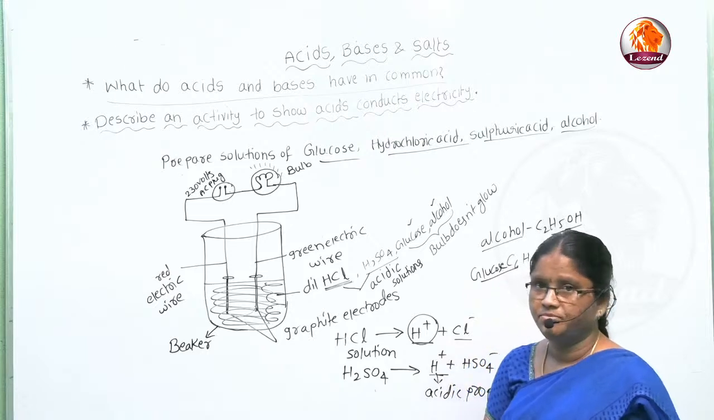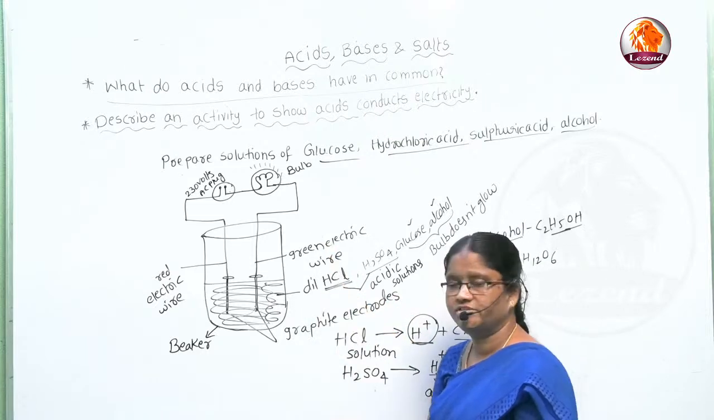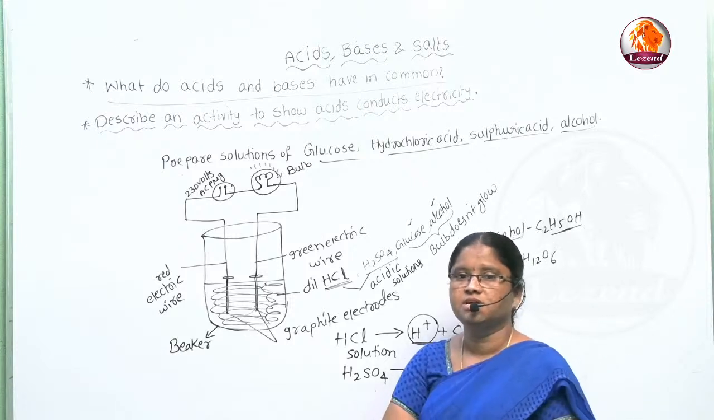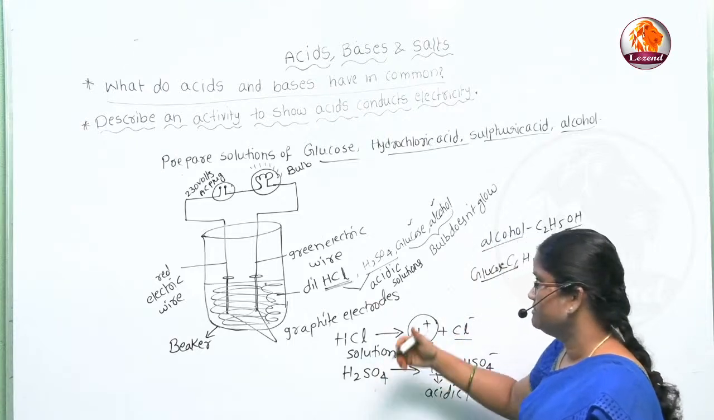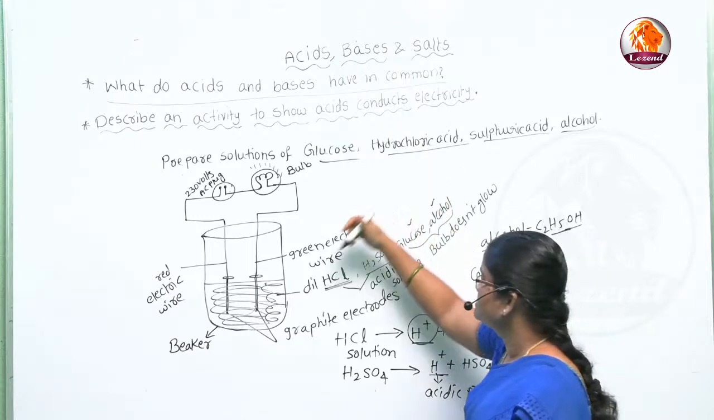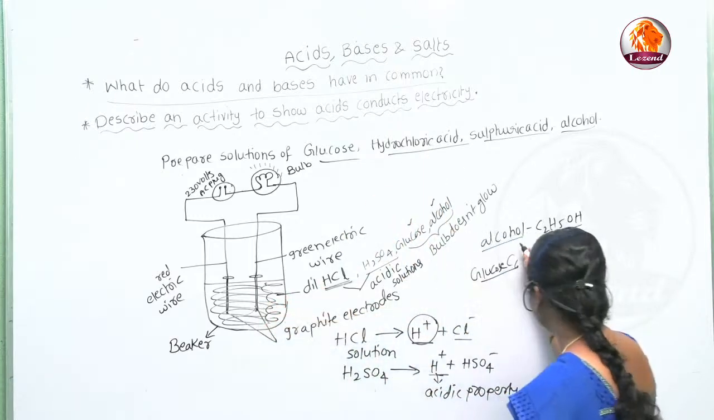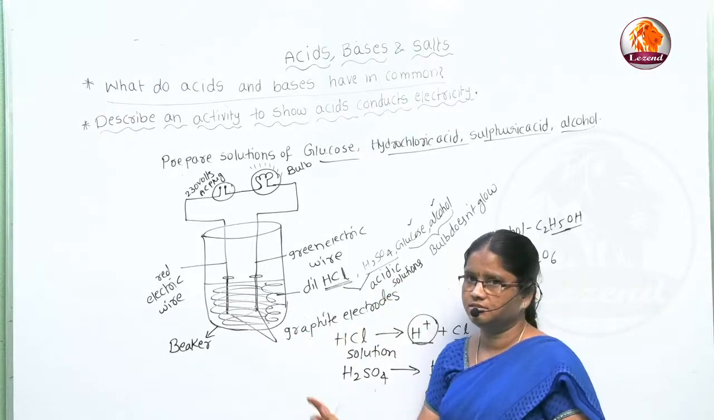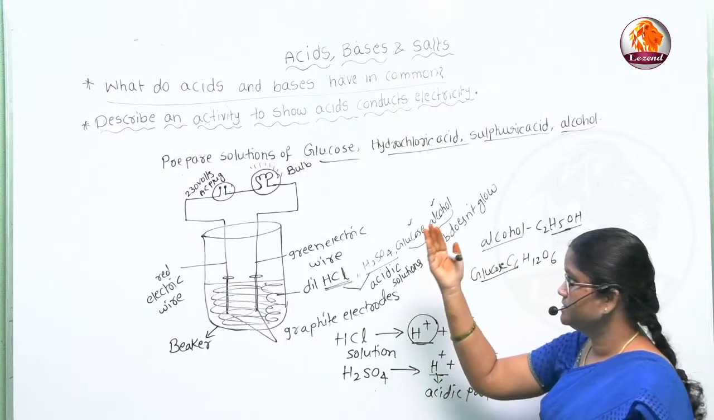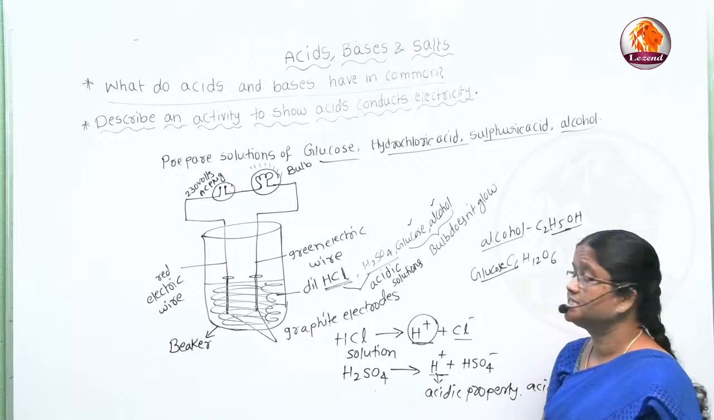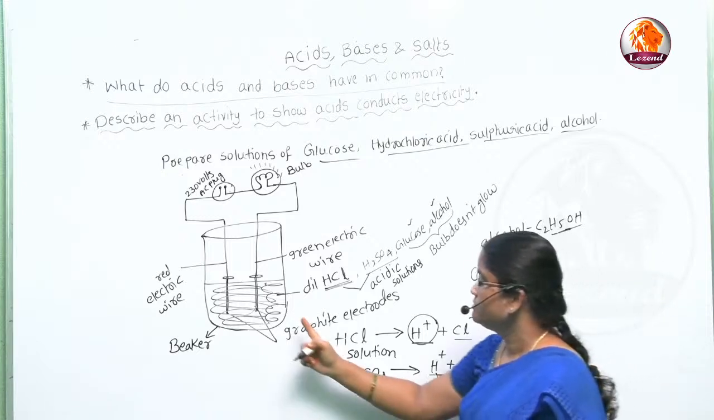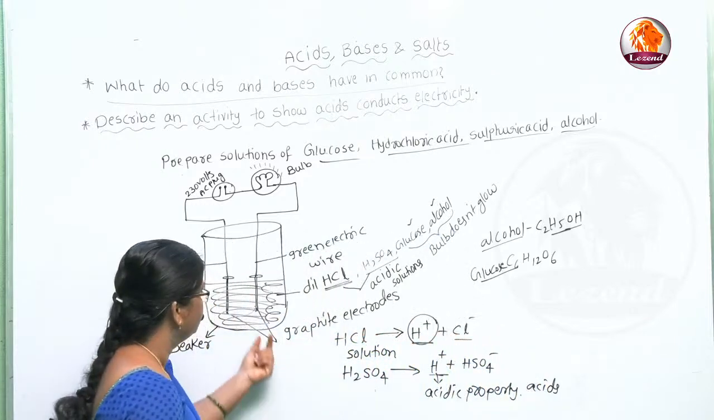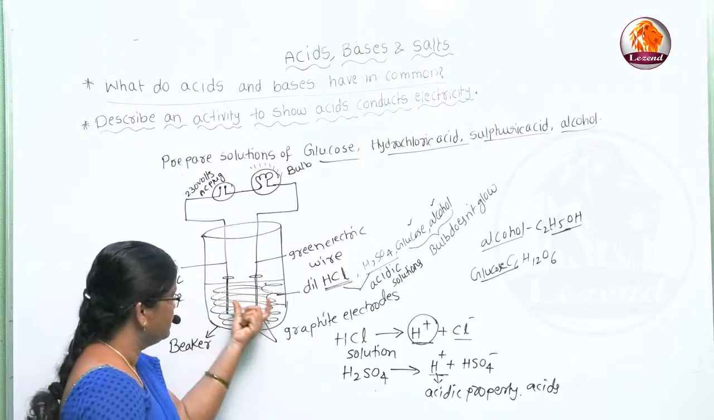In acidic solutions only we observe the glowing of the bulb. Which is responsible? The H plus ions are responsible for the acidic property of the substance. This is how we can verify that acids conduct electricity. We also understand that glucose and alcohol solutions do not conduct electricity; only the acid solutions conduct electricity. With the same activity, we can answer the question: describe an activity to show that acids conduct electricity. We have to draw the diagram and give the answer like this.